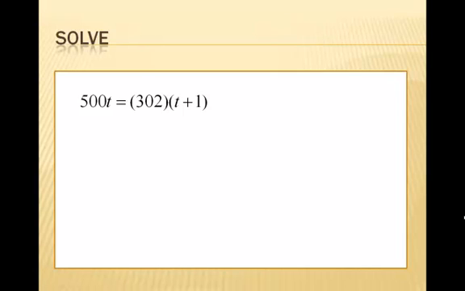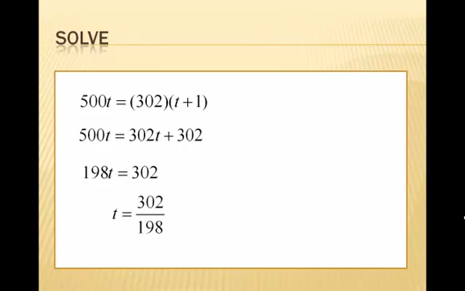Now, in doing so, we actually have something that we can solve, because this equation only has T in it. So I work to solve this like I do many of my other linear equations. I first want to get the T's together, and then isolate the T as much as possible. Well, to start this process off, I'm going to distribute through by the 302. This will give me 500T equals 302T plus 302. Now, if I subtract 302T from both sides, that will actually combine my T's. So 198T equals 302. And then in my last step, just go ahead and divide by 198.